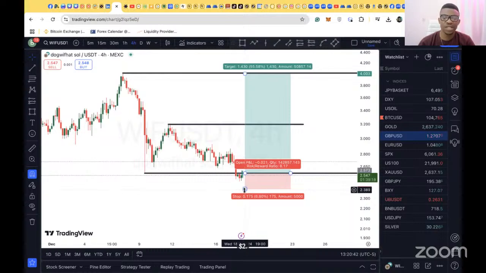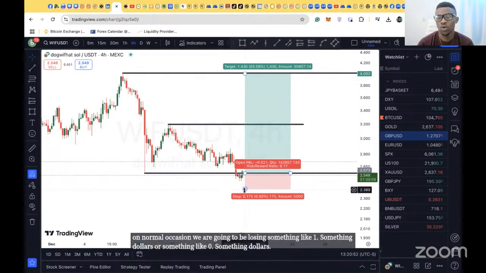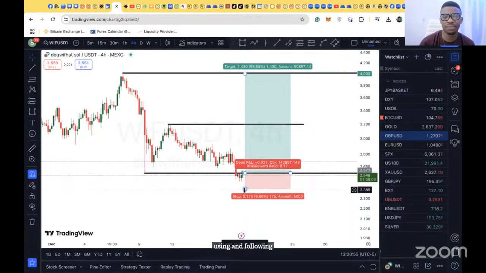Highest we'll lose there is $2. On rare occasion, on normal occasion, we are going to be losing something like $1 point something or $0 point something. Using and following the risk management I showed you yesterday, which I'm still going to show you again today, if you use a lower risk on this asset, you are only going to lose maximum $2. What is lower risk? What I showed you yesterday and what I'm still going to show you again today.